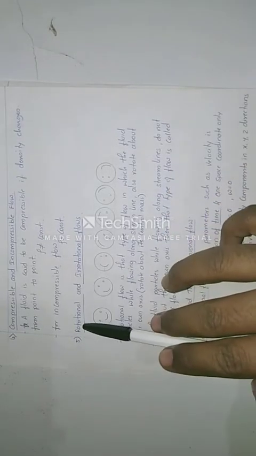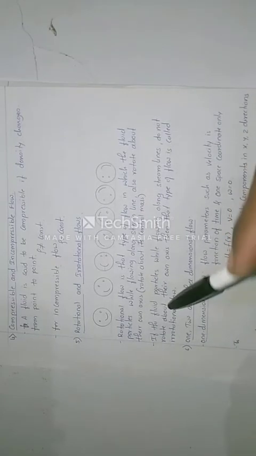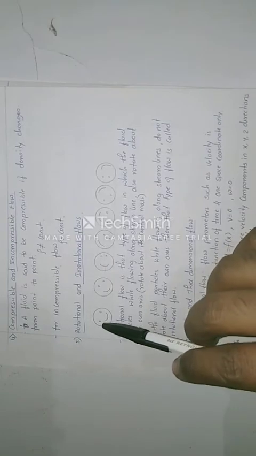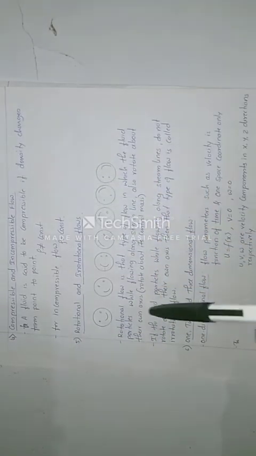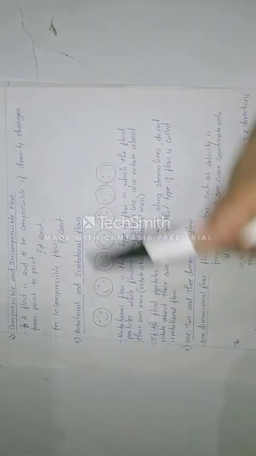The next term is rotational and irrotational flow. Rotational means the fluid particles, as they flow, also rotate along their own axis. As you can see from the sketch, the fluid particle is flowing, but as it flows, it also rotates along its axis. This kind of flow we call rotational flow. If it doesn't rotate along its axis, then we call it irrotational.